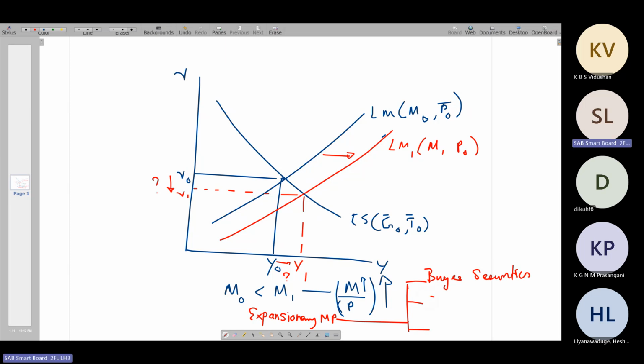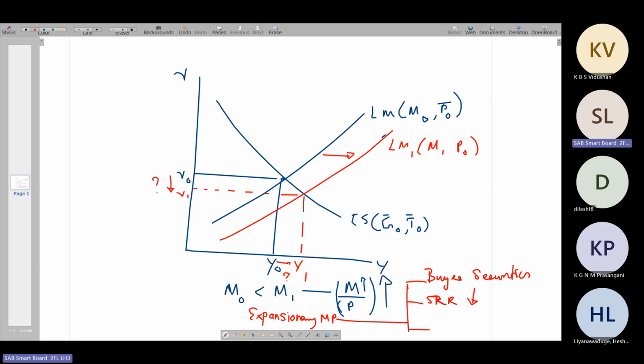And the statutory reserve requirement: if the central bank reduces the statutory reserve requirement. Under the Monetary Law Act, the central bank, through the monetary board, can decide the SRR from time to time, with a view to controlling the money supply. Each commercial bank has to maintain a reserve with the central bank based on its deposits. If that rate decreases, what happens? Commercial banks can lend more money to the public.